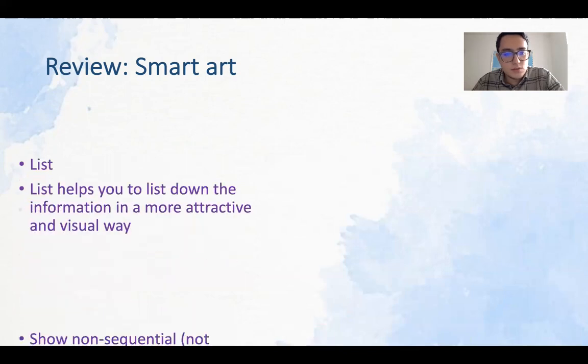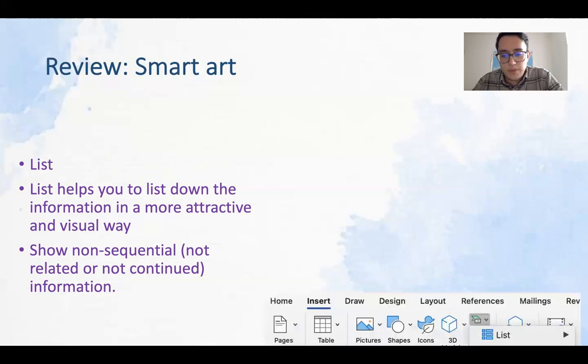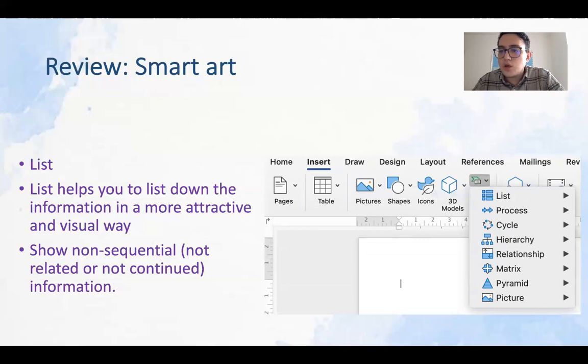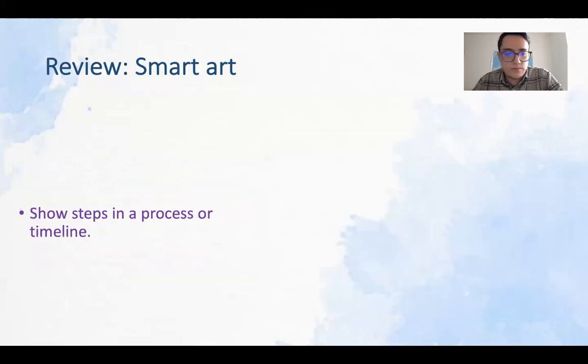We have list, which helps you to list down the information in a more attractive and visual way. We can show non-sequential information. It means not related or not continued information. There's no connection between these. So this is the list. Now, even when you open it, there are a lot of options you can see to choose from. Which visualization do you like?